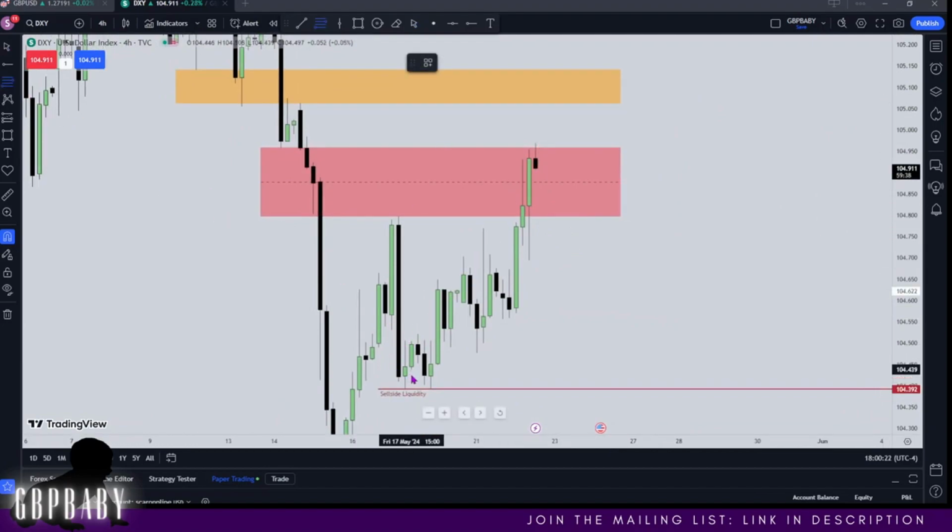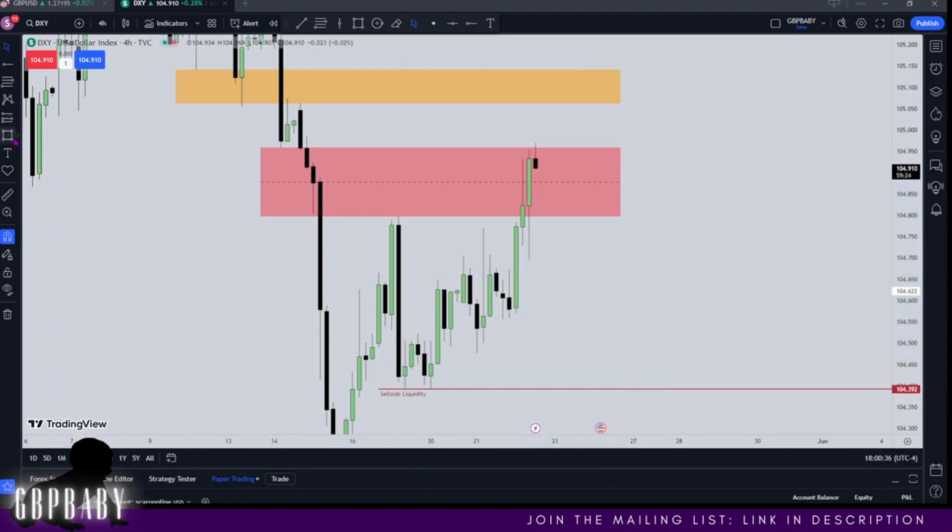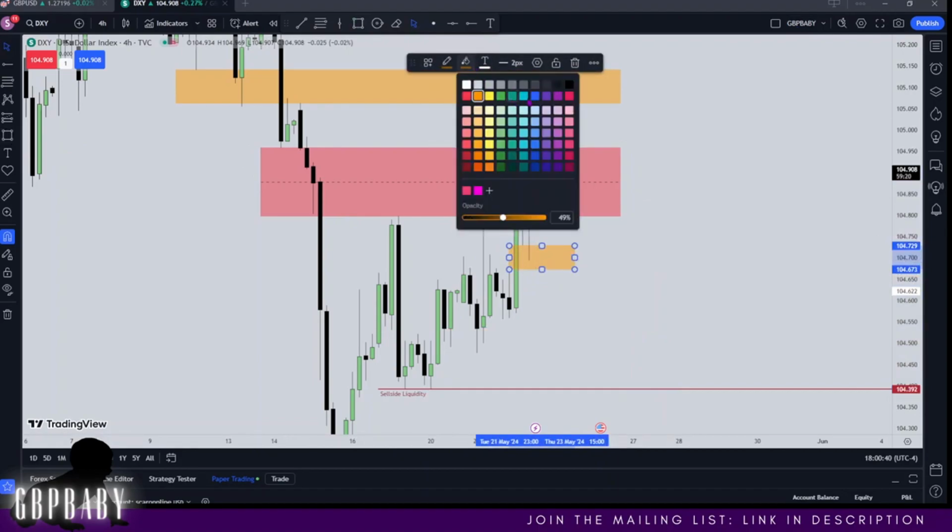Well, first, let's split up the range. So we'll go from this low up to this high. And you'll see at the 50% level, we do have a fair value gap. Yes, we wicked into it today, but this fair value gap is still relevant because you'll see not all of it has been completely rebalanced. So there's a possibility for price to want to trade into that. So I'm going to make this blue.